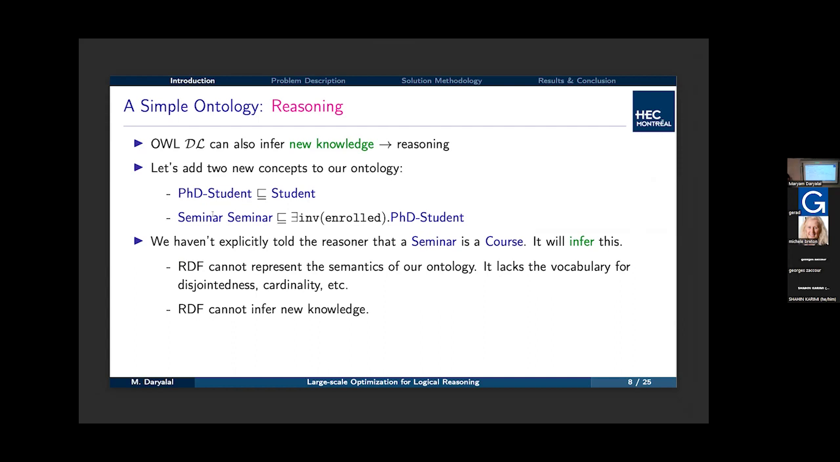So we haven't told the reasoner, this system, our ontology, that a seminar is a course, but we expect it to understand it. How can it understand it? By implementation of an algorithm behind it. And that's the whole subject of this talk: how we can tell a reasoner to understand this hidden knowledge that for us humans is obvious, but for a machine, for a computer, it's not if we don't tell it.